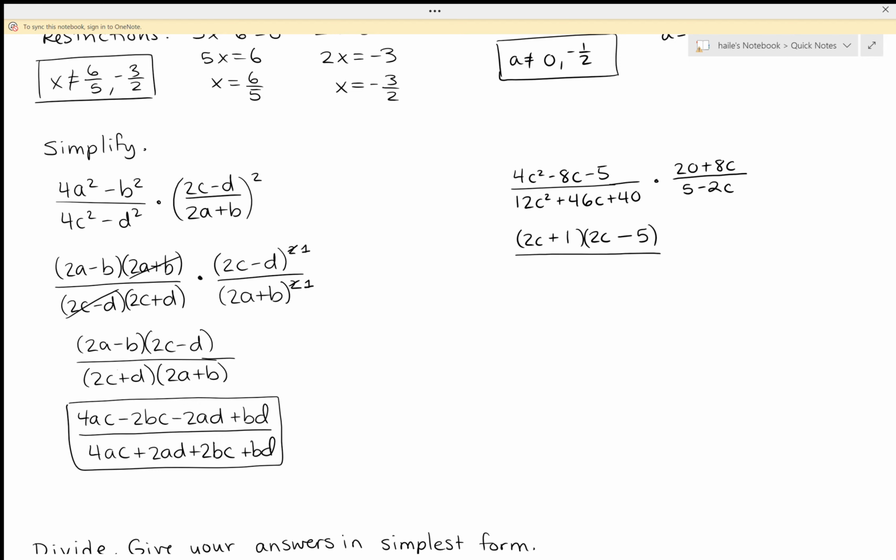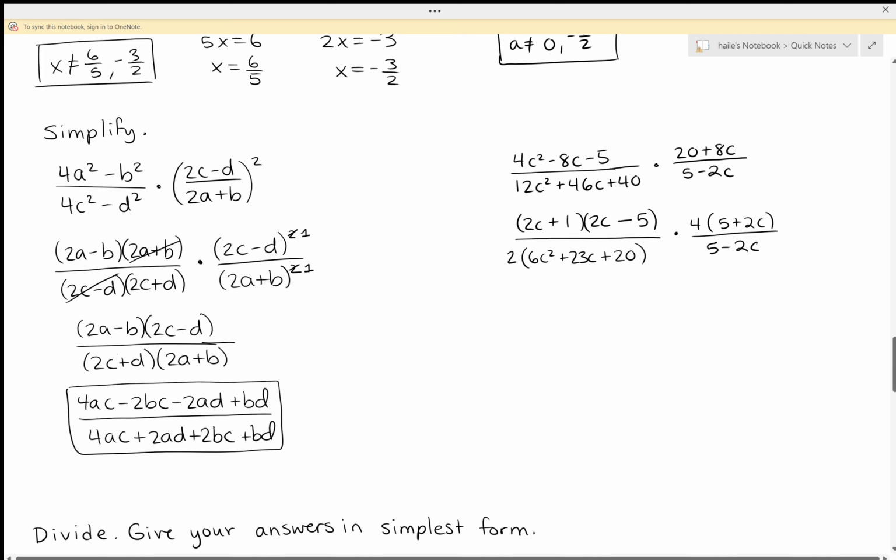Then I need to factor 12c squared plus 46c plus 40. The first thing I notice about this one is that 12, 46, and 40 are all even integers, so I can at least pull out a factor of 2. So I pull out a factor of 2, I have 6c squared plus 23c plus 20. And then on the second fraction, I can pull out a greatest common factor of 4. So I have 4 times 5 plus 2c over 5 minus 2c. So I can't really factor that bottom right polynomial at all.